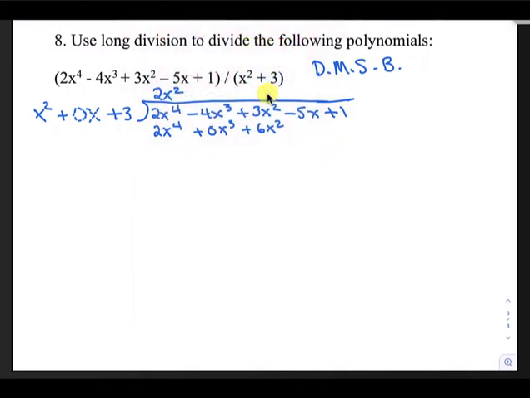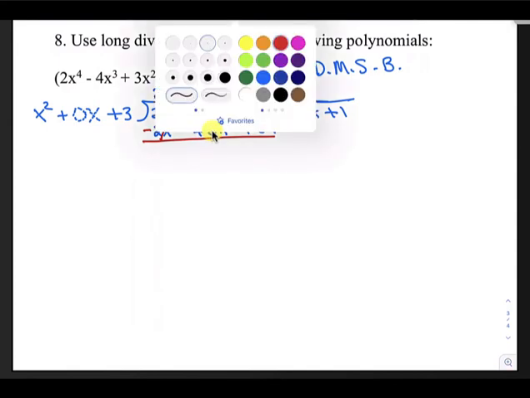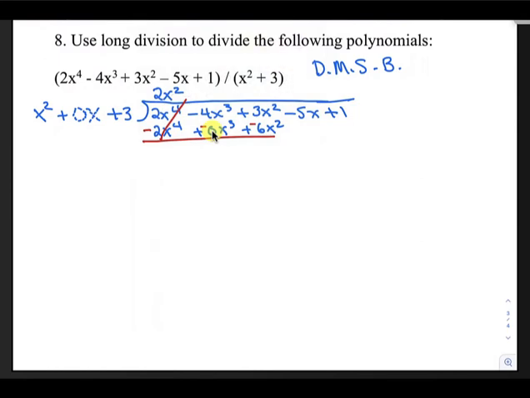The next step, of course, is to draw a line and subtract. So you're going to be subtracting the 2, subtracting the 0, and subtracting the 6. The 2x to the 4th cancel, and then you have negative 4 minus 0 is going to be negative 4 still. That's negative 4x cubed. And then 3 minus 6 is negative 3x squared. We'll go ahead and bring down the next term, which is that negative 5x, and then we start dividing again.